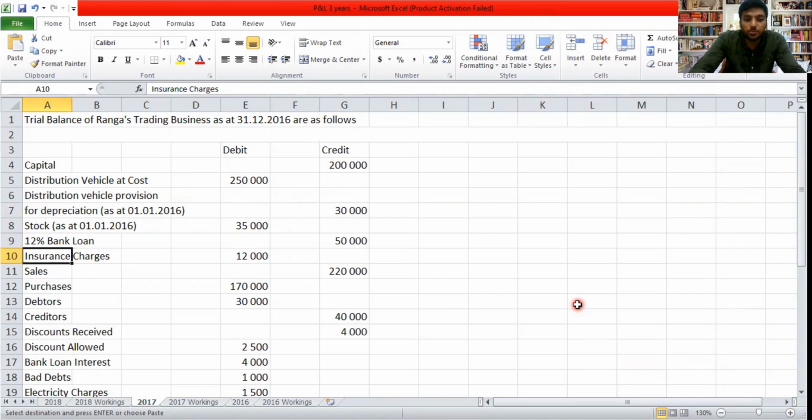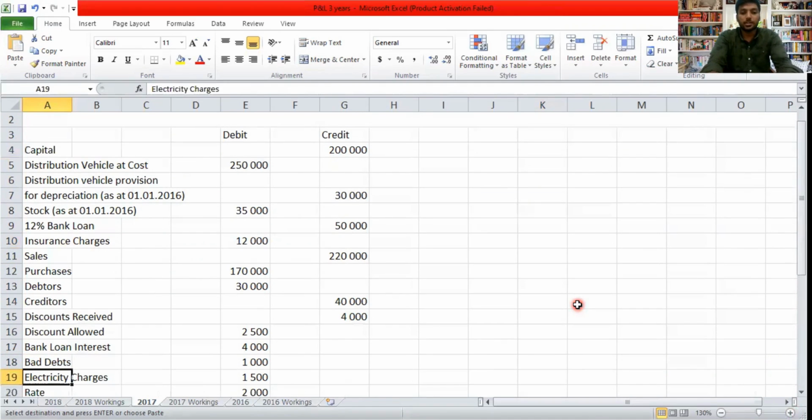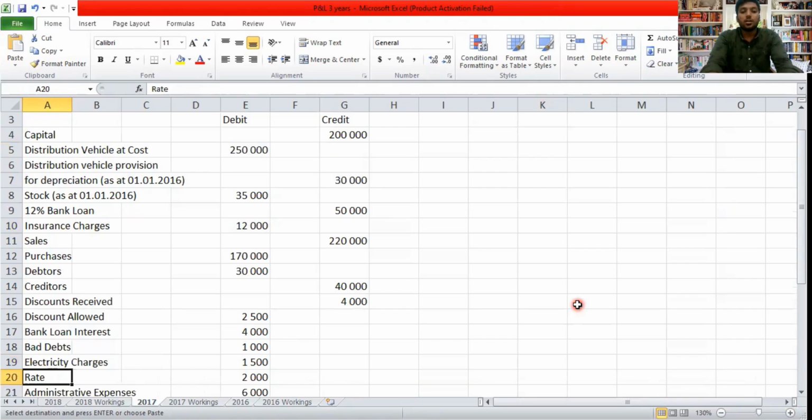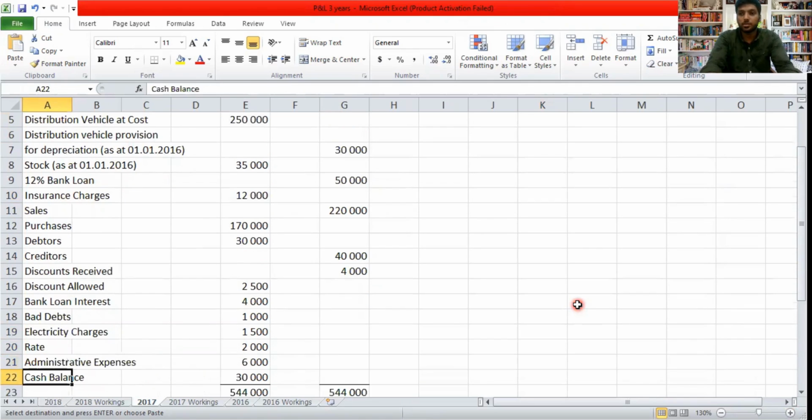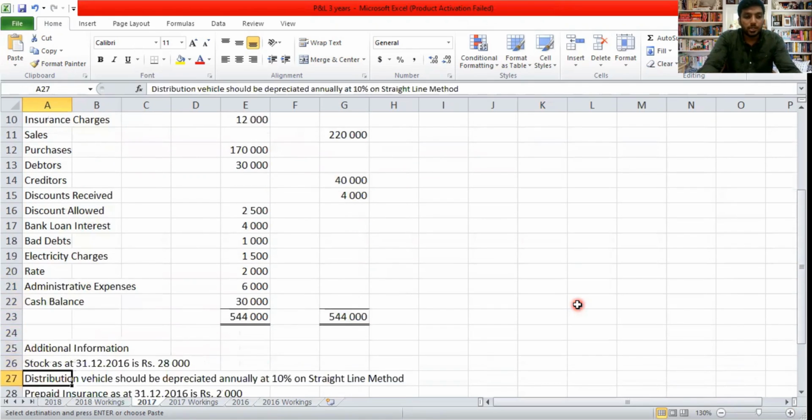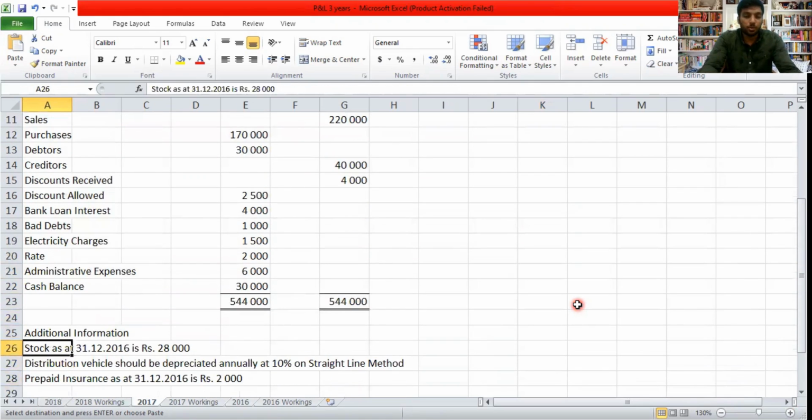Insurance charges 12,000. Sales 220,000. Purchases 170,000 and debtors 30,000. Creditors 40,000. Discount received 4,000. Discount allowed 2,500. Bank loan interest 1,000. Bad debts 1,000. Then electricity charges 1,500. Rates 2,000. Administrative expense 6,000. Cash balance 30,000. So we have these details. Let me move on with these one by one.